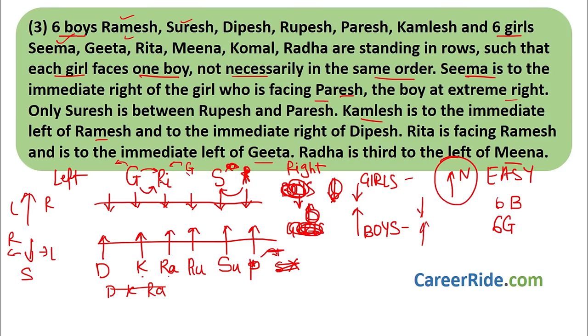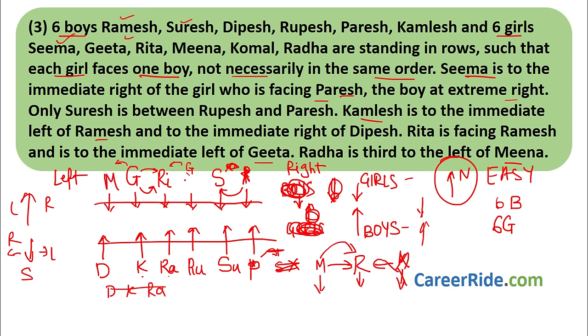Radha is third to the left of Meena. Okay, two places are remaining. We have to arrange Radha and Meena. Radha is third to the left of Meena. So Radha is facing downwards, Meena will also be facing downwards. So Meena should come here or here. This is right of Meena, because Meena is facing south. So this cannot be here. Radha is to the left of Meena. So Meena has to be here, Radha has to be here.